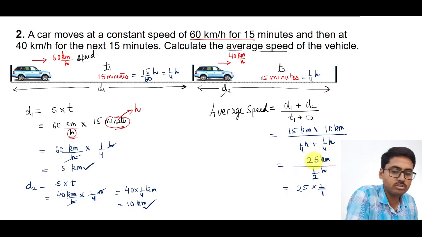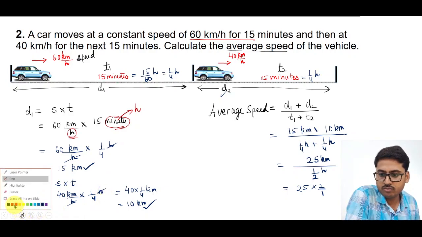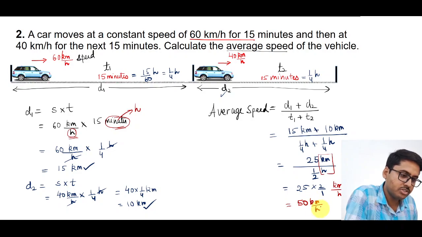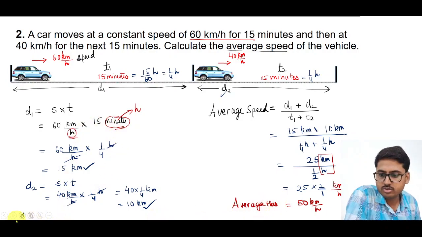You can see how the units are taken care of automatically. In physics, if you are converting properly, you will always find the units will be correct. So here it is 25 into 2, that is 50 kilometer per hour, and that's the average speed. Now this question is an interesting one. Why? Sorry, I wrote something wrong over here. This is average speed.